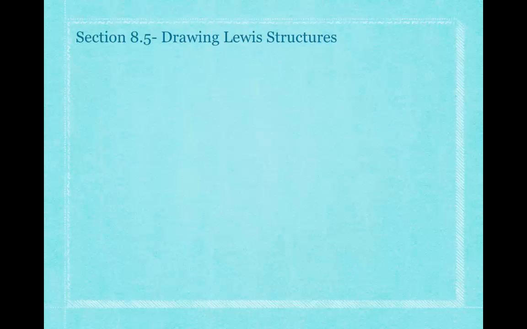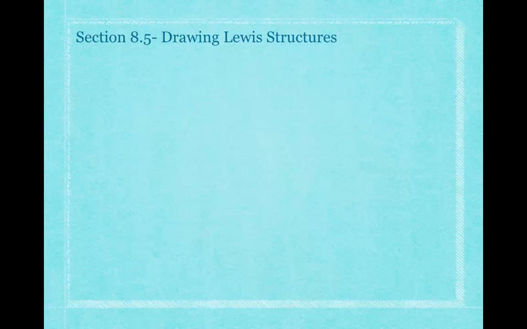In the last section, we talked about drawing Lewis structures, and you judged the correctness of a Lewis structure based on whether or not it followed the octet rule. Something that we didn't consider, though, is what if there's more than one way to draw a Lewis structure while it still follows the octet rule? And this can actually happen.